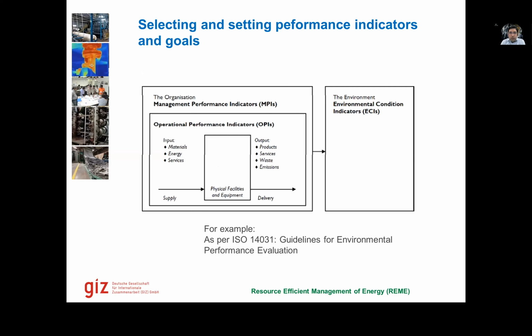And then we come to selecting performance indicators and goals. We already had a discussion on energy performance indicators. For example, the ISO 14031 guidelines for environmental performance evaluation give a framework: if you are developing performance indicators for your production processes, inputs, process, and outputs, these should also lead towards the environmental condition indicators.